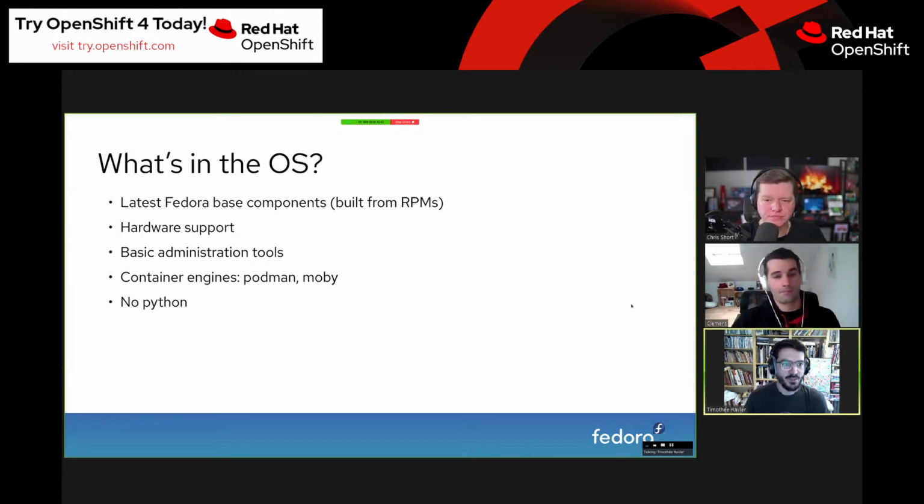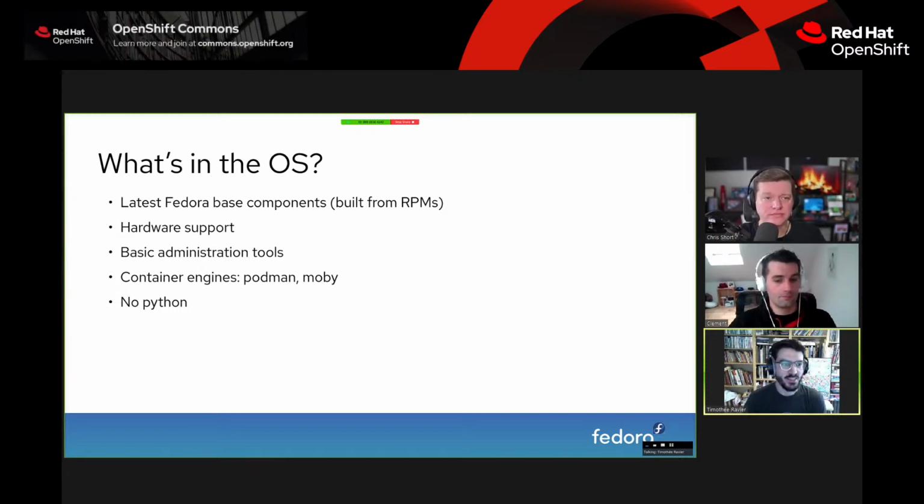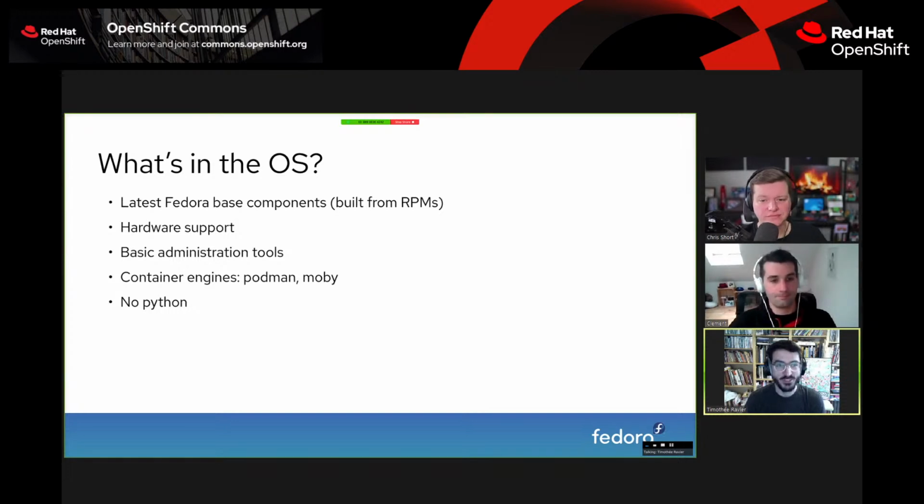and we ship a lot of common tools that you want as an admin, some hardware specific tools, and some user management and things like that. The two main container engines, and the only interpreter that we ship is Bash, and we don't ship anything else. So we don't ship Python, we don't ship Perl. So that's a big difference from most other minimal containers.